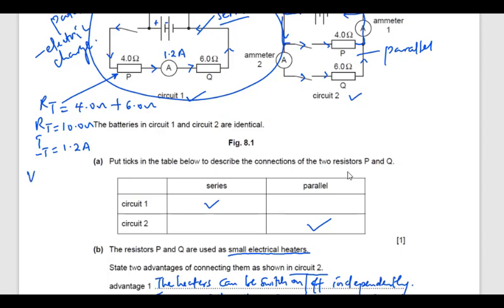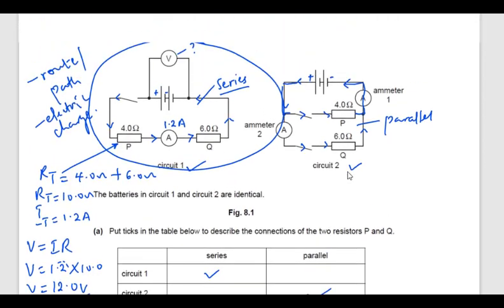So we say voltage equals current times resistance according to Ohm's law. So the voltage equals the current 1.2 multiplied by the total resistance or the combined resistance of the 2 resistors, which is 10.0. Now when we multiply by 10, we move our decimal to the right only once. So the decimal moves like this once. So we have 12.0 volts as the reading of the voltmeter.